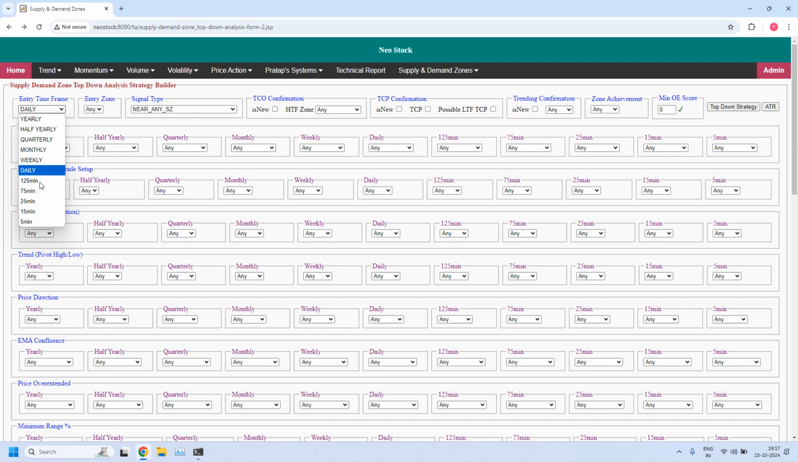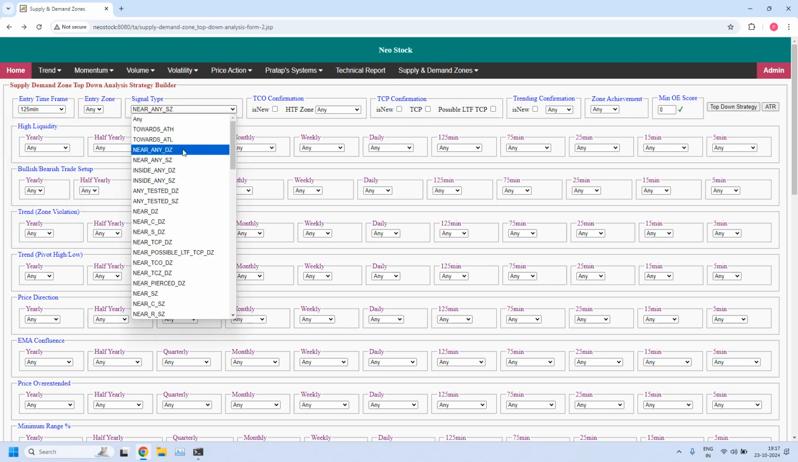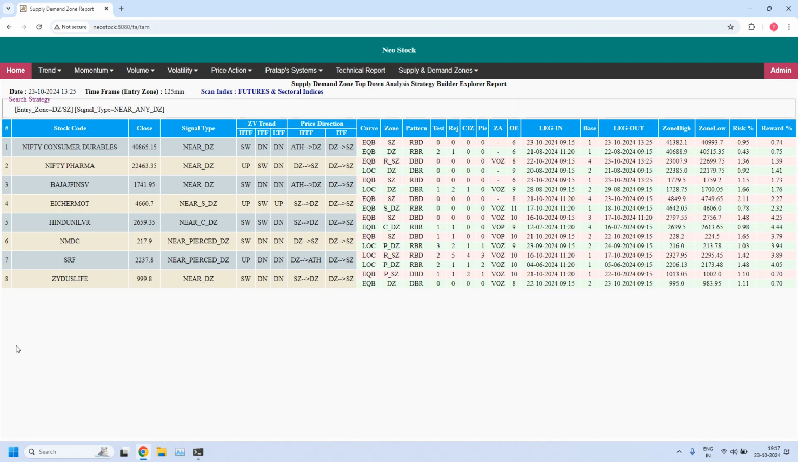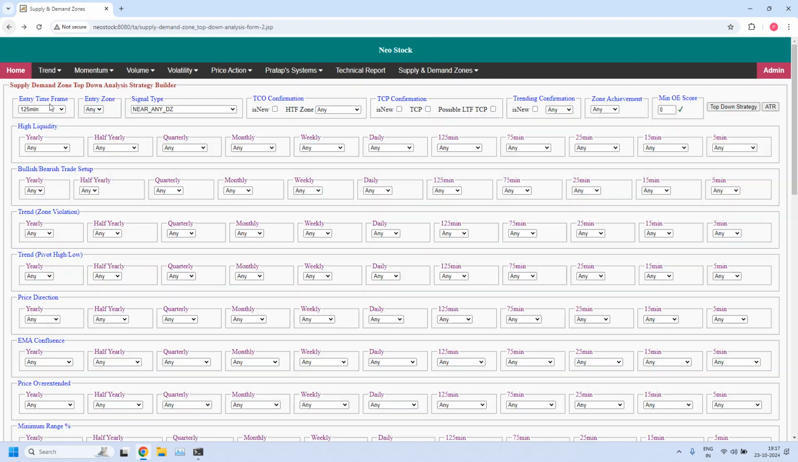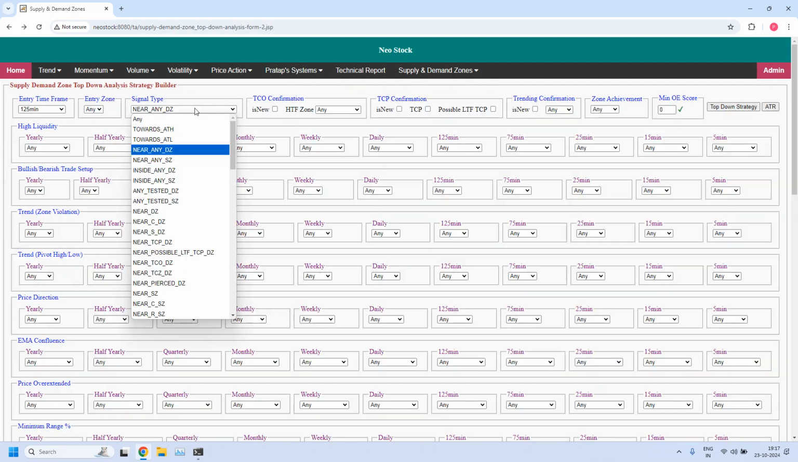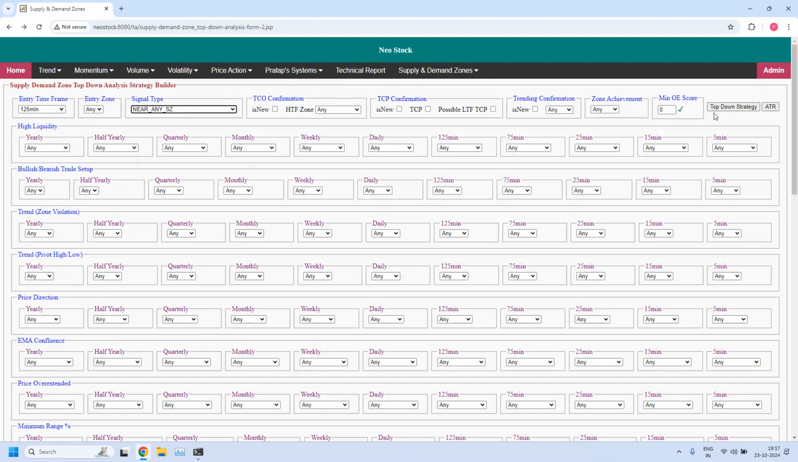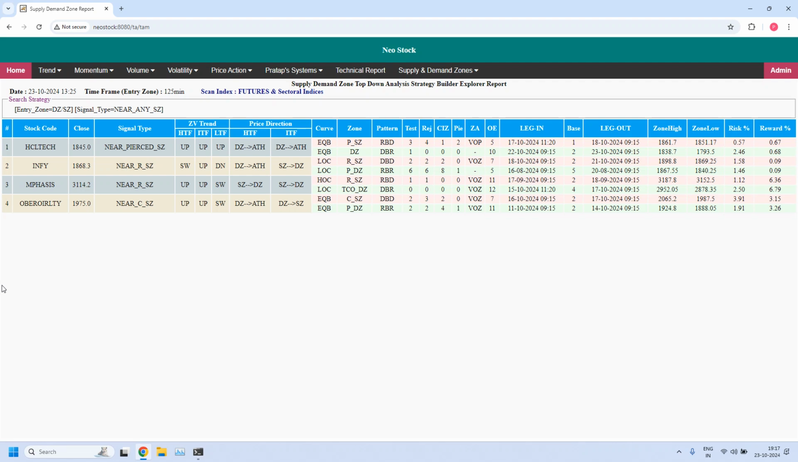Next time frame is 125 minutes. Let us find the stocks near 125 minutes demand zone. 8 stocks are filtered. Next, for 125 minutes time frame, let us find the stocks near 125 minutes supply zone. 4 stocks are filtered.